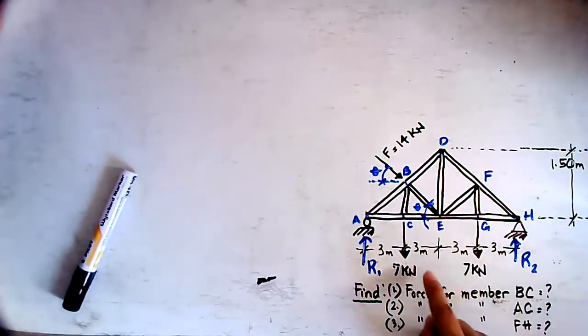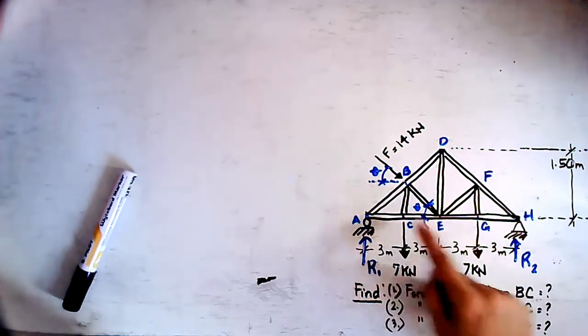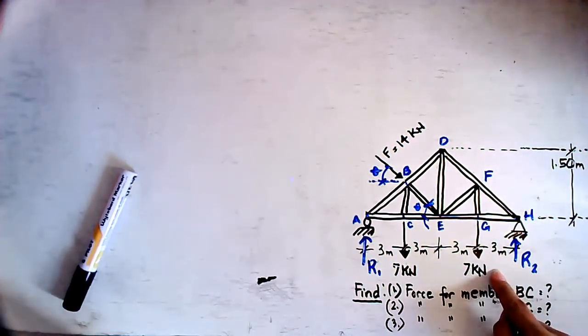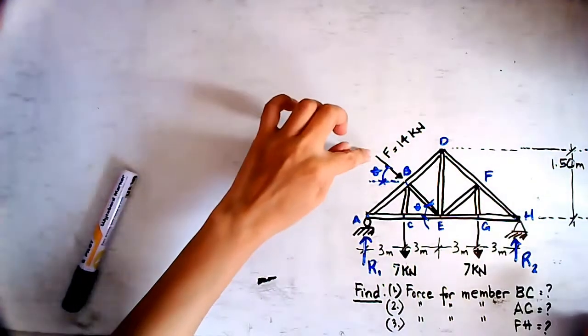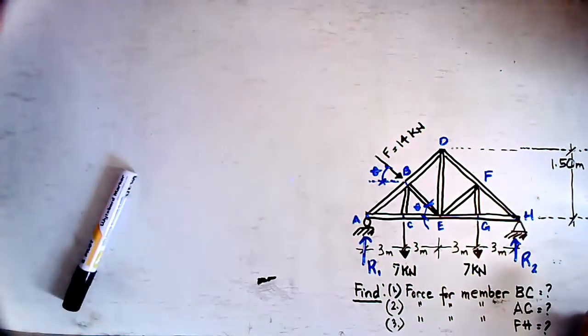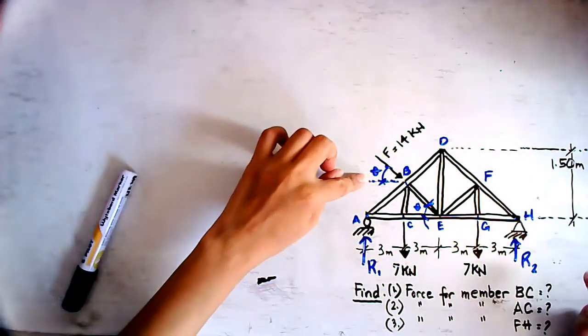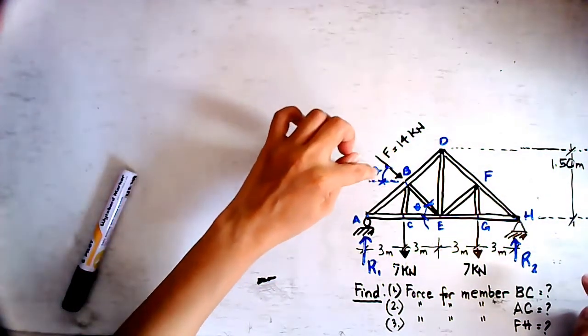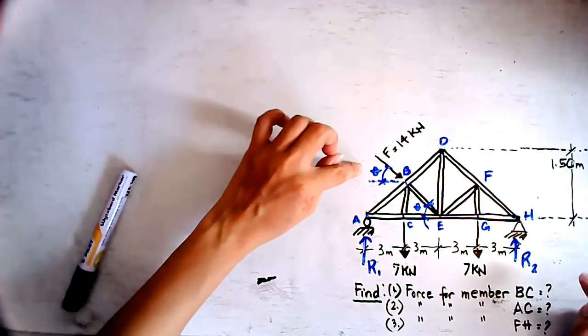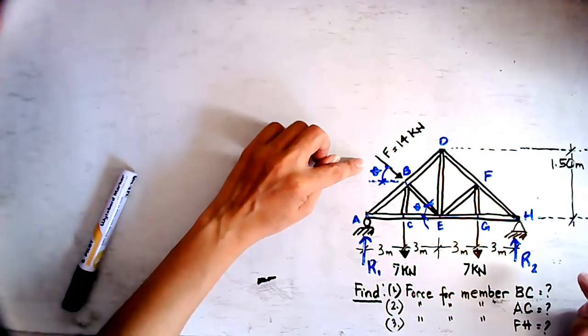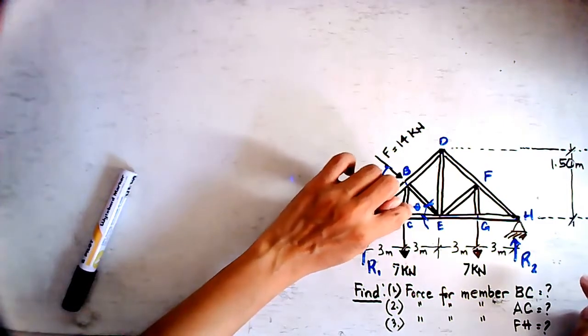The truss here is given with loads of 7 kilonewton applied at point C, and another 7 kilonewton force applied at point G, and a force F which is inclined, applied at a certain angle with the horizontal. The force is 14 kilonewton. The angle that it makes with the horizontal is the same as this angle.